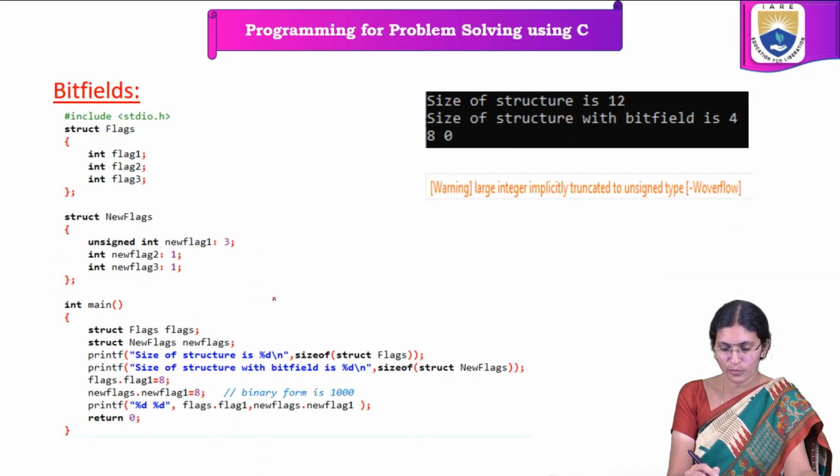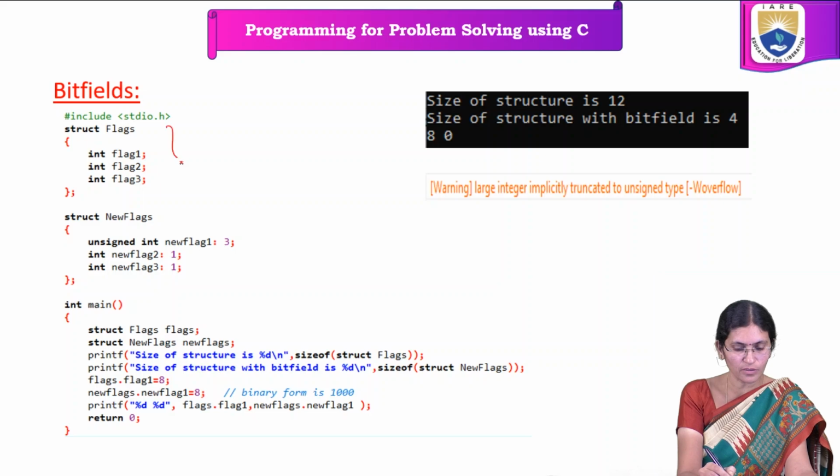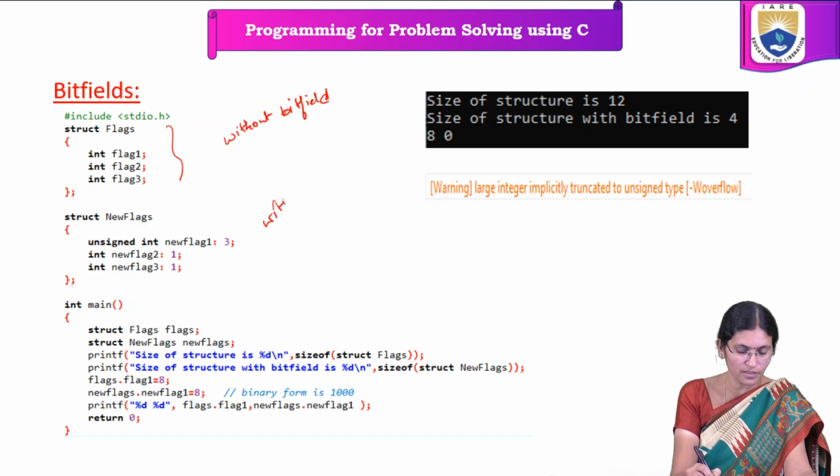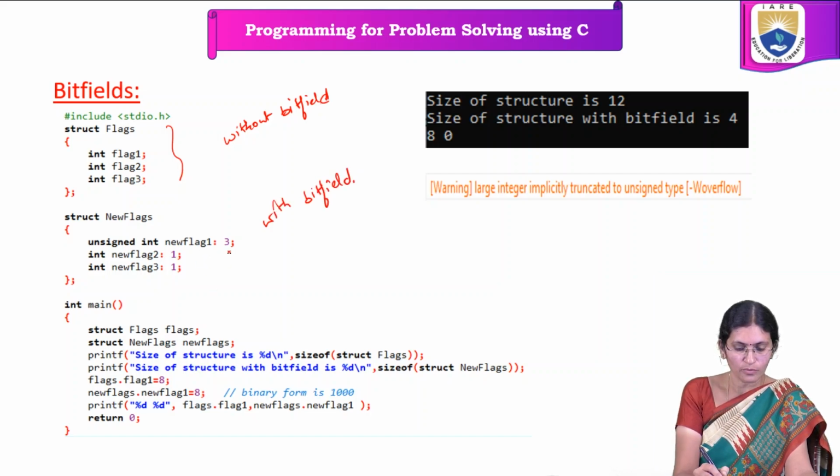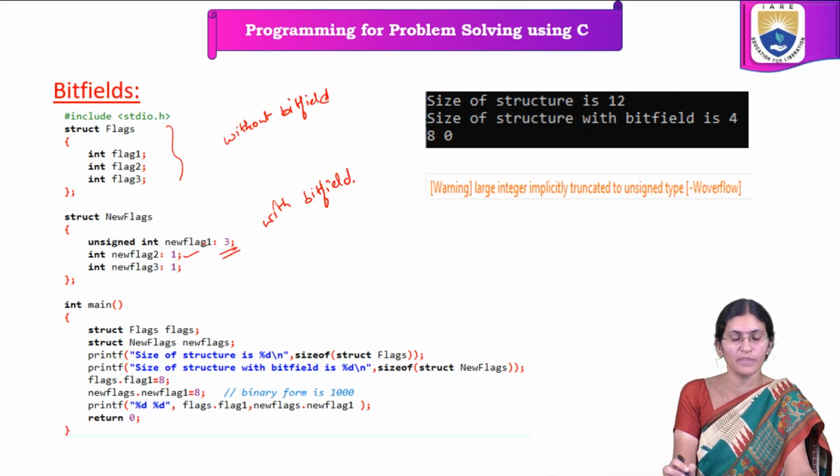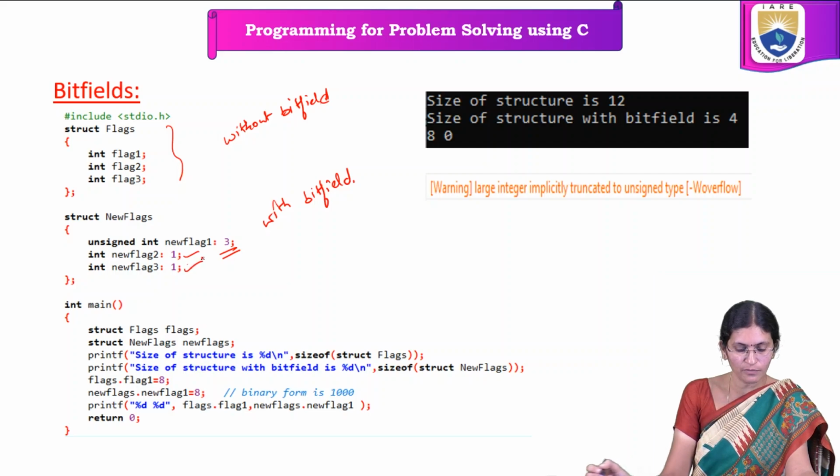Next is one more program, let us see. These are two structure definitions. One is without bit field and the other one is with bit field. The corresponding bits mentioned here are 3. For this member, the bit field width is 1, and for this member, the bit field width is 1. Now let us see the program.